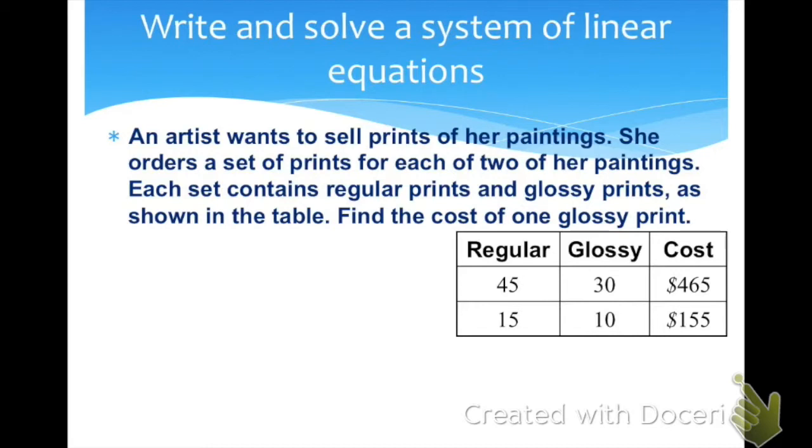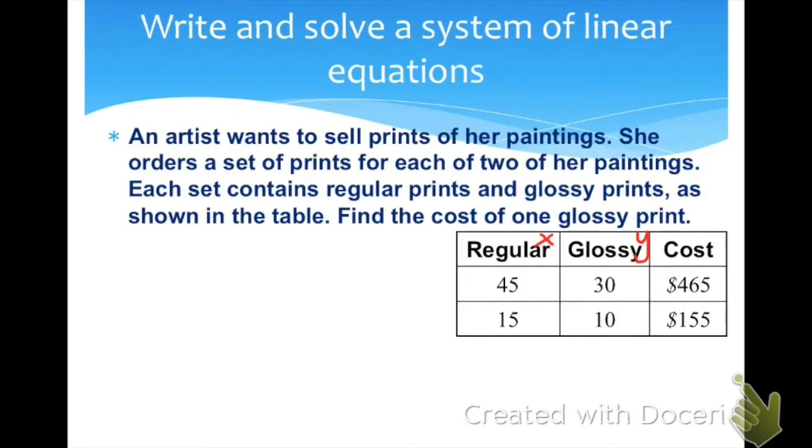So now let's talk about a word problem that pertains to these. An artist wants to sell prints of her paintings. She orders a set of prints for each of 2 of her paintings. Each set contains regular prints and glossy prints as shown on the table. Find the cost of one glossy print. So I'm only caring about the cost of a glossy print. I don't care about the regular. But let's label our regular x and our glossy y.